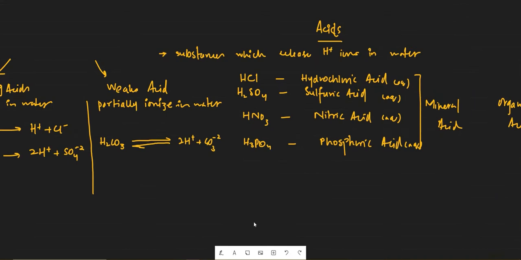Now moving on to their properties. There are some physical properties, and then there are some chemical properties. What are their physical properties? One of them is that they are sour in taste. One example would be if you eat an orange, you know that it is sour and it contains citric acid, which is responsible for that taste. So they are sour in taste.